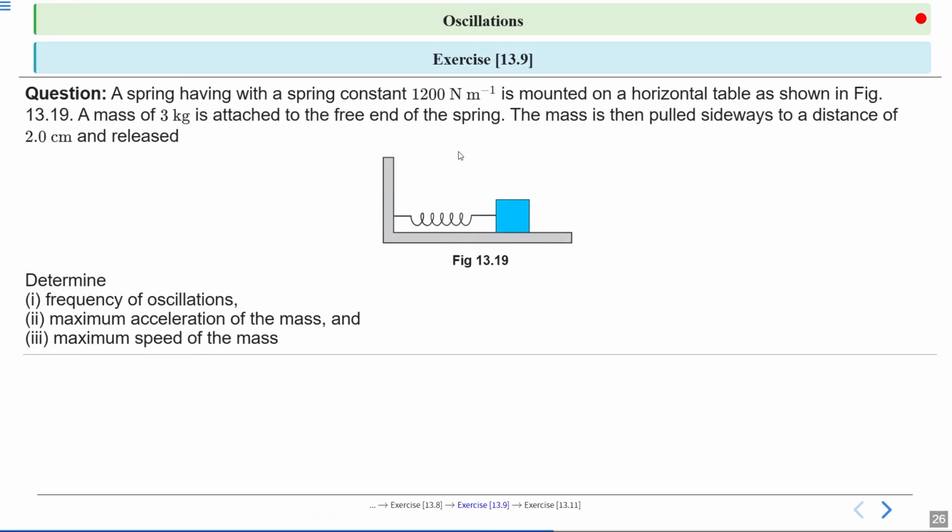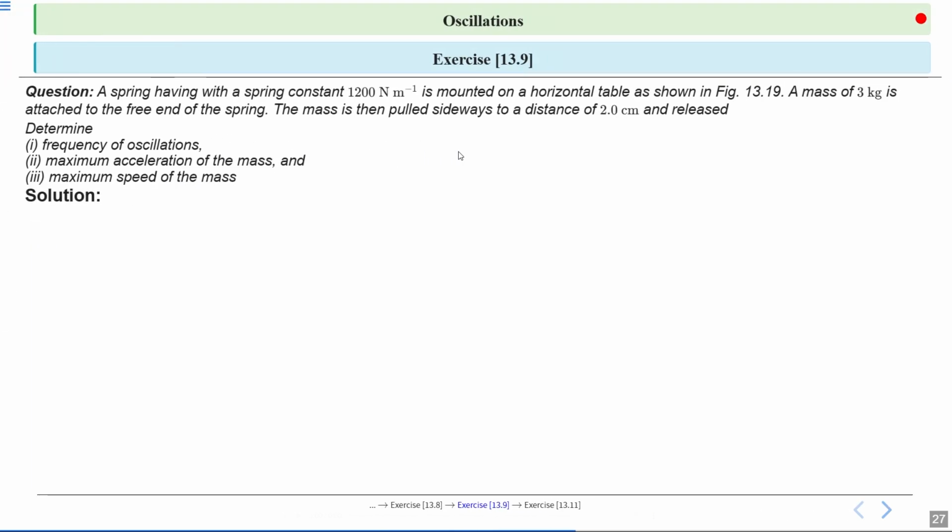A spring with a spring constant 1200 Newton per meter is mounted on a horizontal table as shown in the figure 13.19. A mass of 3 kg is attached to the free end of the spring. The mass is then pulled sideways to a distance of 2.0 cm and released. Determine first frequency of oscillations, second maximum acceleration of the mass, and third maximum speed of the mass. Let's see the solution of this question.